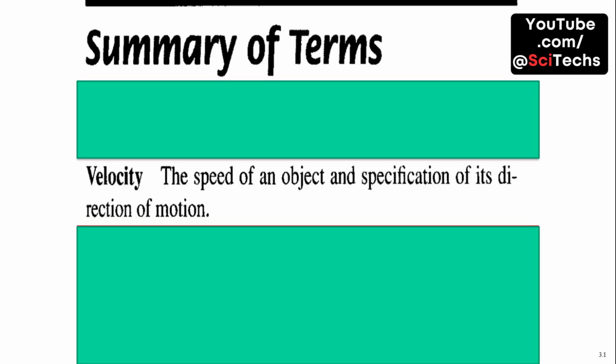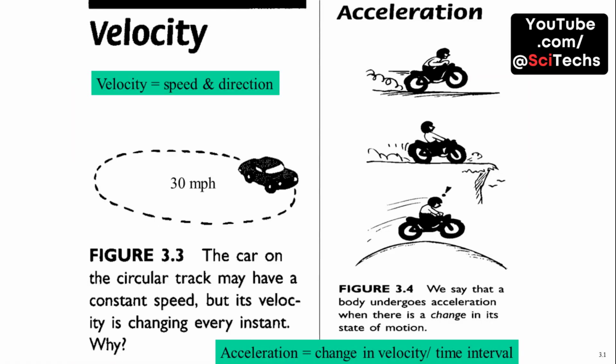Next, we have velocity. Velocity is the speed of an object along with the specification of its direction of motion. It's a vector quantity, meaning it has both magnitude and direction. Velocity combines speed and direction. For instance, a car on a circular track may have a constant speed, but its velocity changes every instant due to the change in direction.